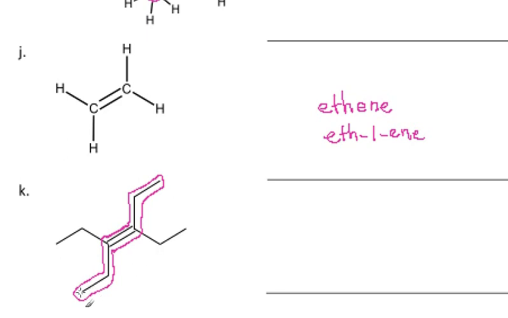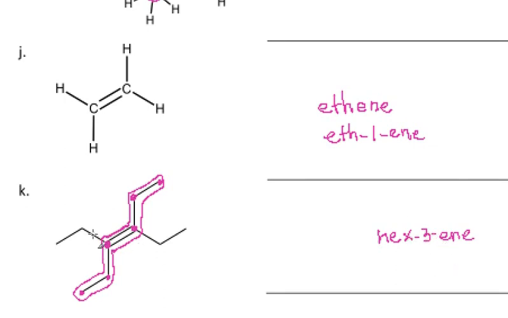So how many carbons are we talking about? 1, 2, 3, 4, 5, 6. This is a hexene. Where is the double bond? 1, 2. It's on carbon number 3, or because this thing's symmetric, not surprisingly, you get 3 either way. So it's hex-3-ene. That takes care of the primary.